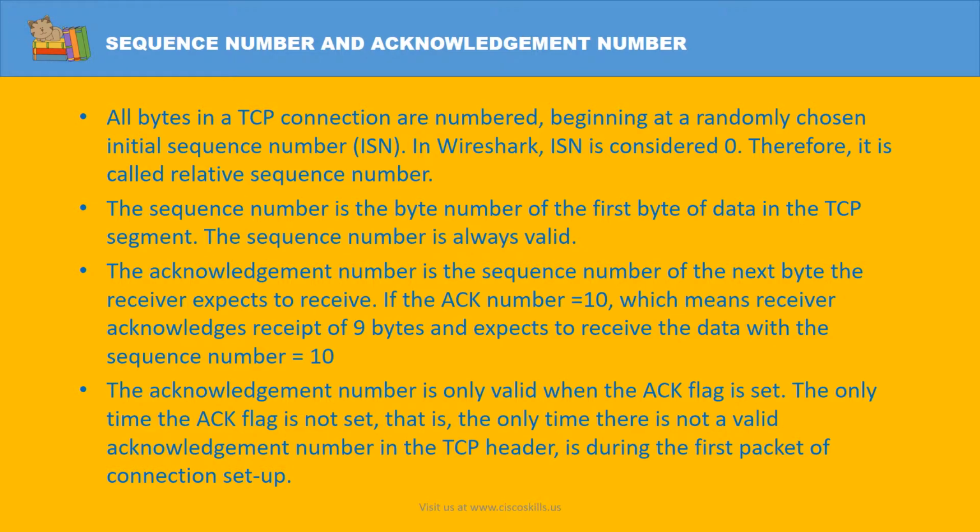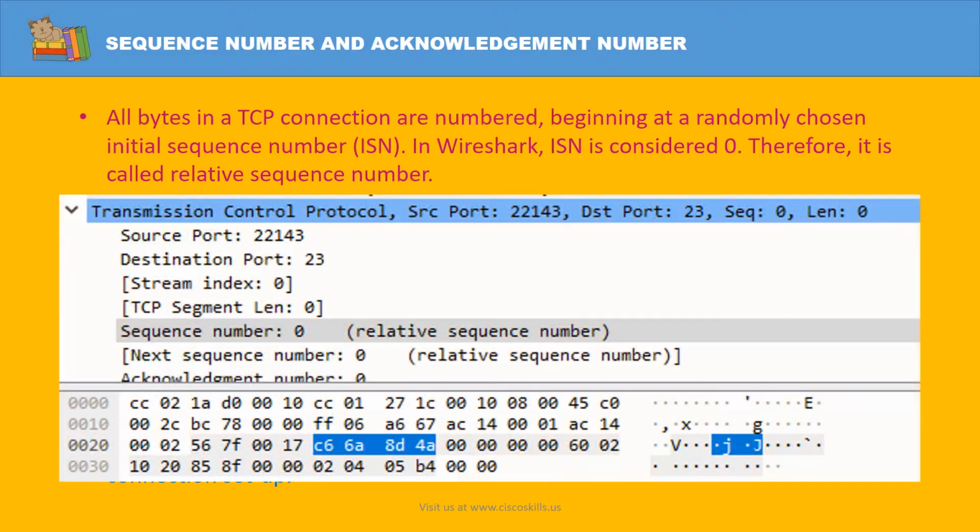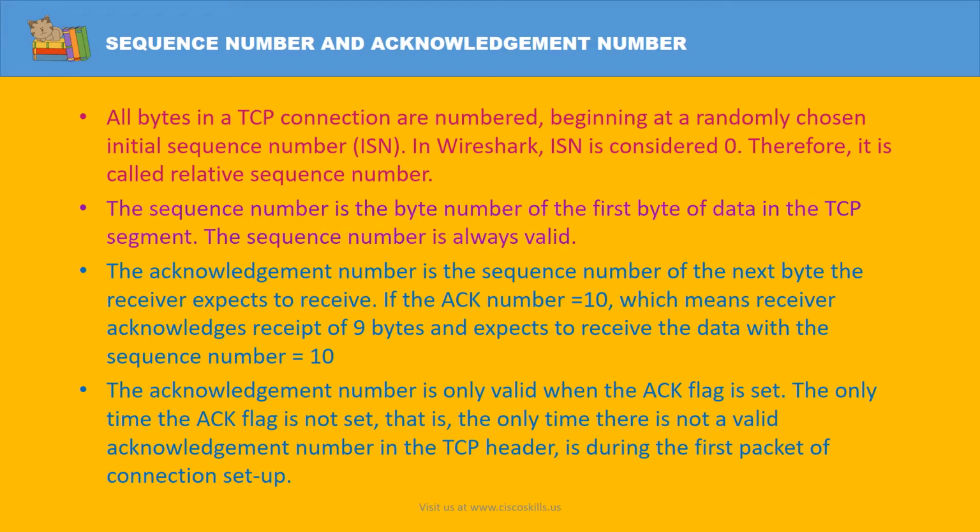Let's talk about the sequence number and acknowledgement number. All bytes in a TCP connection are numbered, beginning at a randomly chosen initial sequence number, ISN. In Wireshark, ISN is considered 0. Therefore, it is called the relative sequence number. The actual sequence number is highlighted in the screenshot below. The sequence number is the byte number of the first byte of data in the TCP segment. The sequence number is always valid.